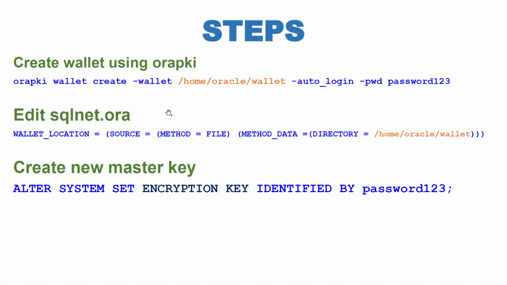Once we have created the wallet, we need to tell Oracle where to look for the wallet. We will set wallet location parameter in sqlnet.ora and this is the directory that we created here. This is where we created our wallet, so we are going to use that same location in the sqlnet.ora. Once that's done, log into your database and create the master key using alter system set encryption key and give the password.